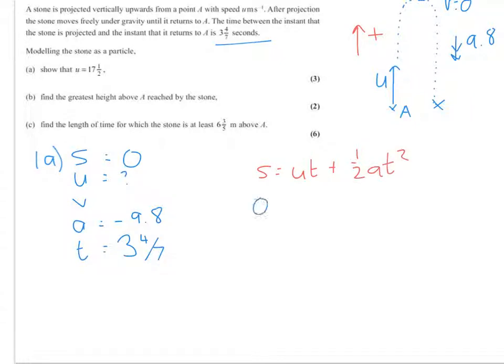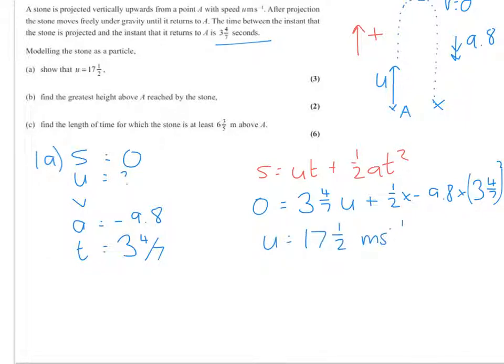So subbing in those values, 0 equals 3 4/7 of u plus a half times minus 9.8 times 3 4/7 squared, remembering that it's only the t that I'm squaring, I don't square anything else. When I've rearranged that, it will give me the value I'm looking for of u being 17.5 meters per second.